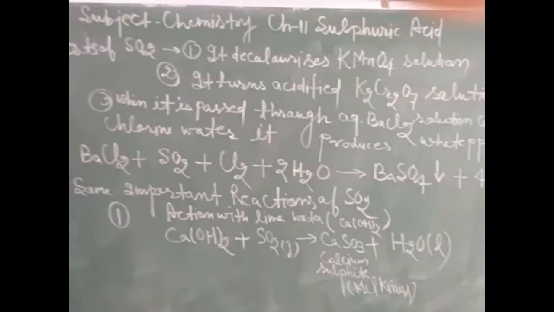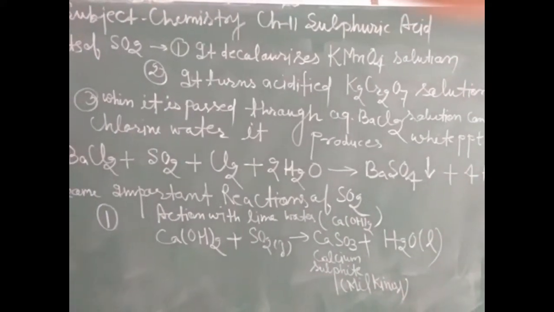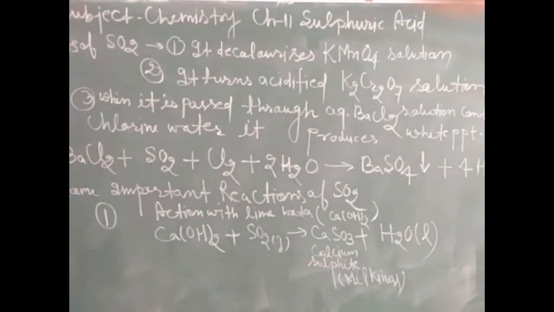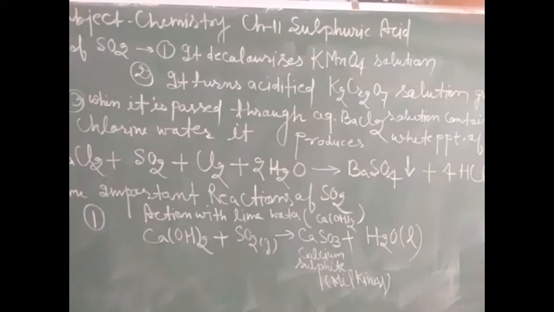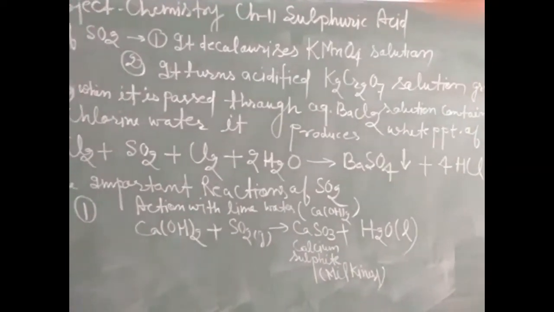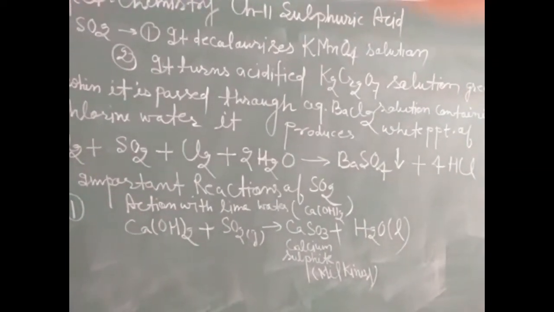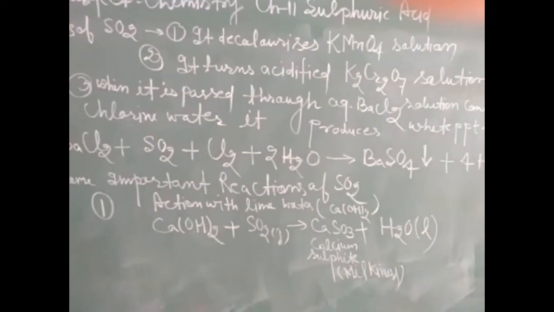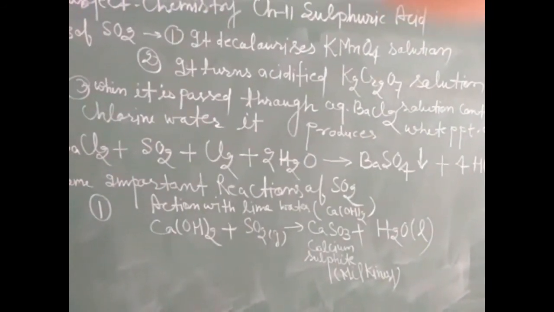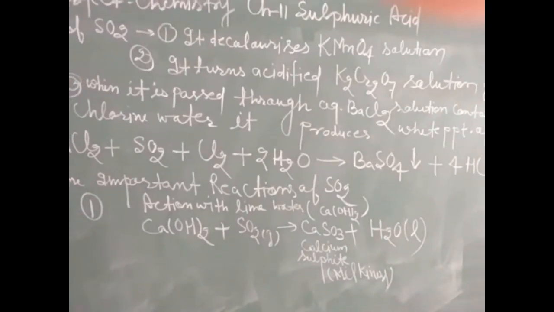Means when sulfur dioxide gas is passed in potassium permanganate solution, its color vanishes. Now second test: it turns acidified potassium dichromate, K2Cr2O7 solution, green. Now next test: when it is passed through aqueous barium chloride.